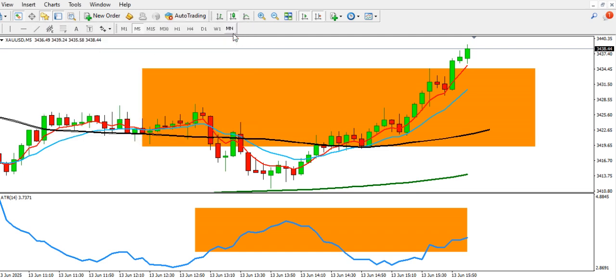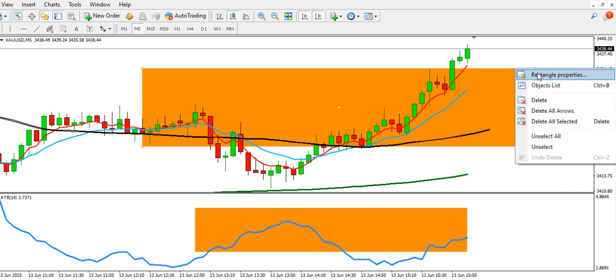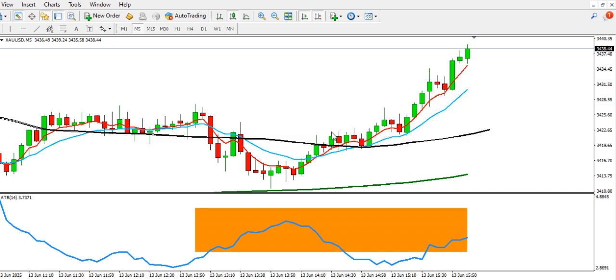So how does this strategy work? The strategy works with any time frame. You can use it to get your trade entry, your stop loss, your take profit.